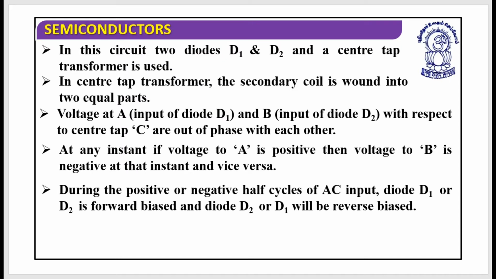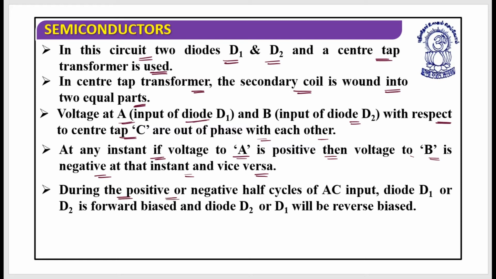So in this circuit, two diodes, which we call D1 and D2, and a center tap transformer are used. In the center tap transformer, the secondary coil is wound into two equal parts, and the voltage at A, the input of diode D1, and the voltage at B, the input of diode D2, with respect to center tap C, are out of phase with each other. So at any instant, if the voltage at A is positive, then the voltage at B is negative, and vice versa. That is what we call the phase difference of pi.